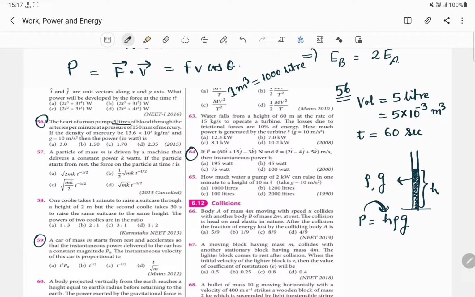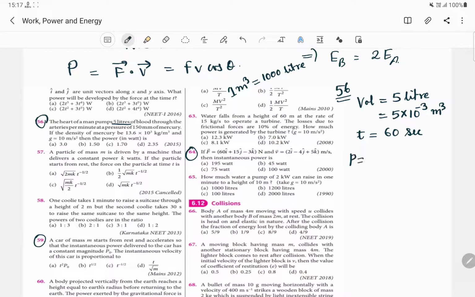Therefore usually it is 150 mm. 150 mm of mercury means there will be a pressure equivalent to 150 mm. Okay, so if the exact pressure is not given, they will just give you only 150 mm. Then you have to convert this 150 mm of mercury column into equivalent pressure. Let us find it out.